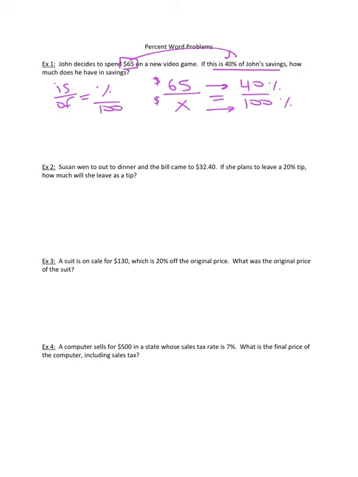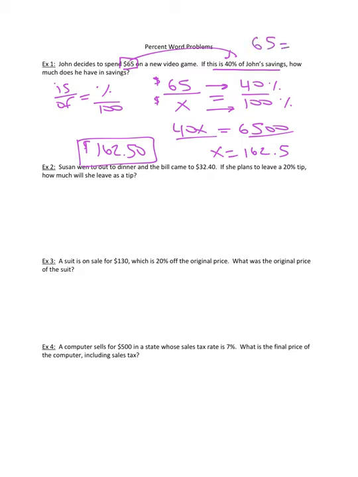All right, and we're going to cross multiply. So 40 times x is going to give us 40x, and 65 times 100 is 6,500. Divide both sides by 40, and 6,500 divided by 40 will give us 162.5. So he has altogether $162.50. Now, if you wanted to use an equation like we did yesterday, you could have done 65 is 40%, 0.4 of some total, and divide both sides by 0.4.